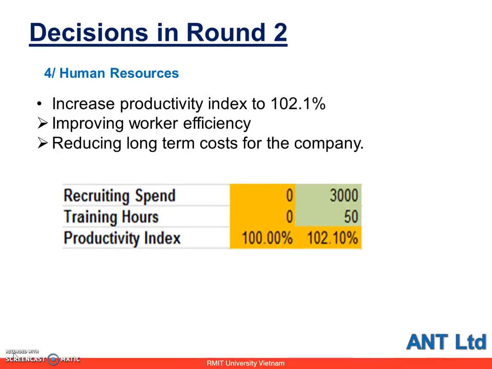Let's move on to human resources. The maximum of recruiting spend and training hours is $5,000 and 80 hours respectively. We decide to spend $3,000 on recruiting and 50 hours for training employees. This amount of expenditure can help us to increase the productivity index to the amount that you can see on the picture, as well as improve worker efficiency and reduce long-term costs for the company.